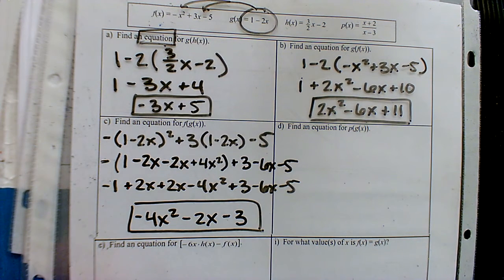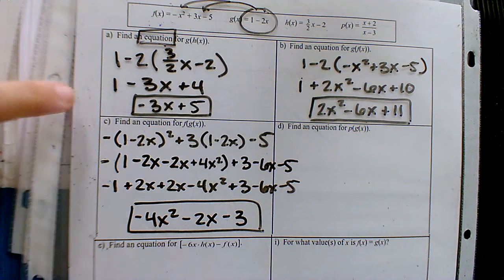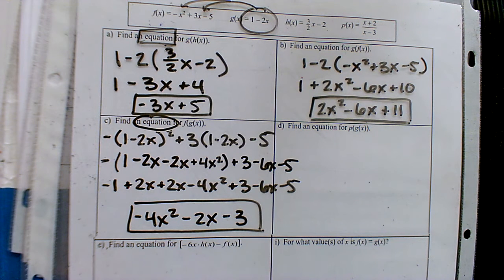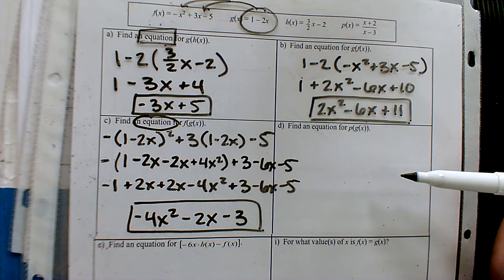I know some of you might see the power of 2 and think, oh, I need to factor that. Okay, but don't feel like that's necessary because it just wanted an equation. Okay, you can leave it like that. Factoring is not always a necessary step. Do you guys think you can try D? Try that one.